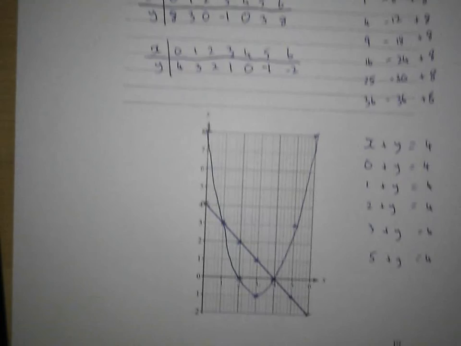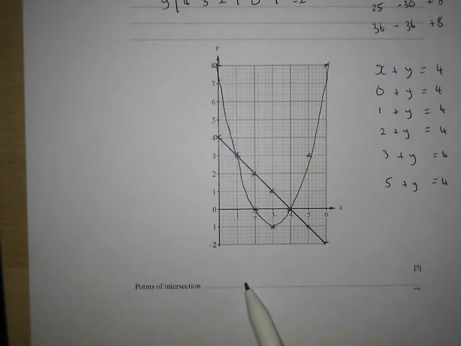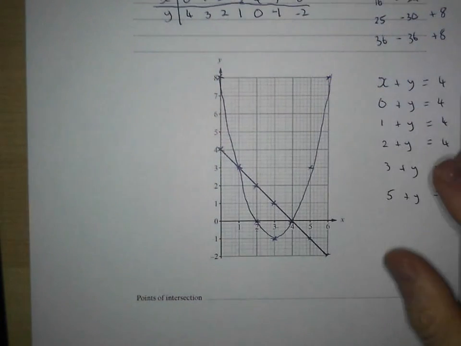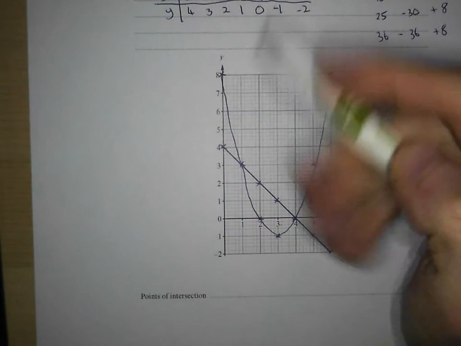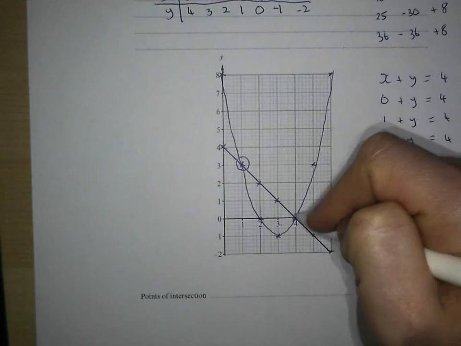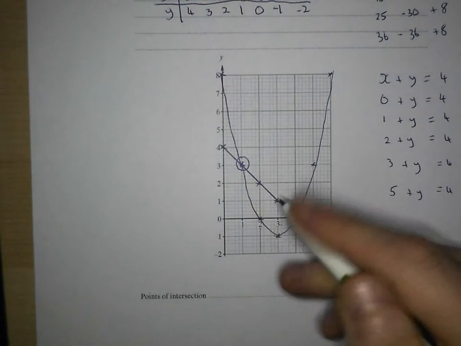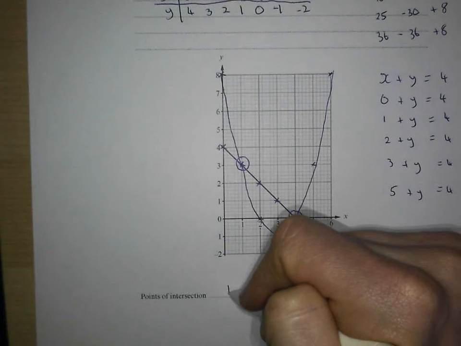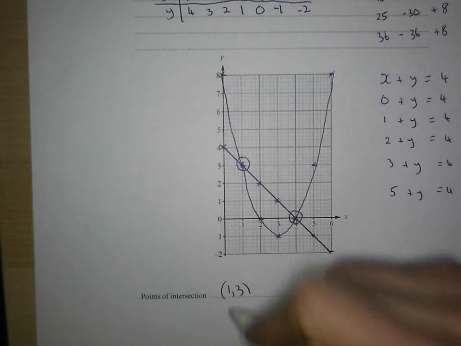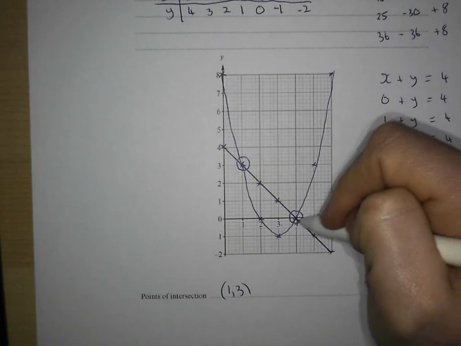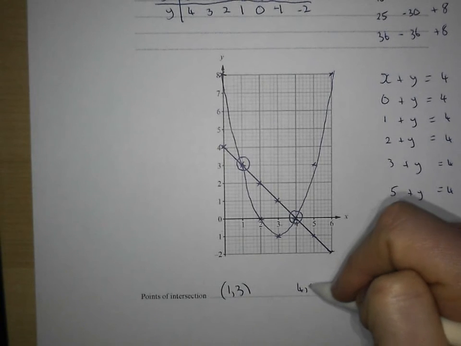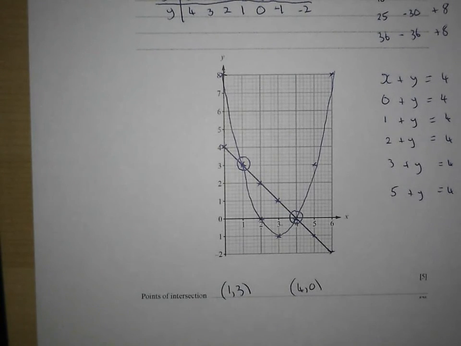Draw it on. And then what's the point of intersection? Because we're trying to help Lucy solve this problem. Well, I can see a point of intersection there and I can see a point of intersection there. So my first one is 1, 3. So when x is 1, y is 3. And my second one there is 4, 0. When x is 4, y is 0. Done and dusted.